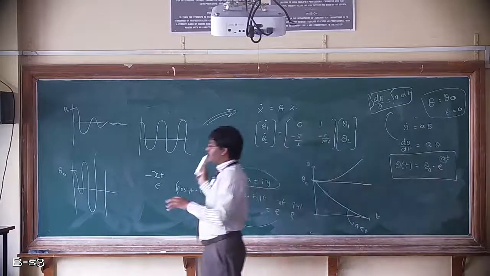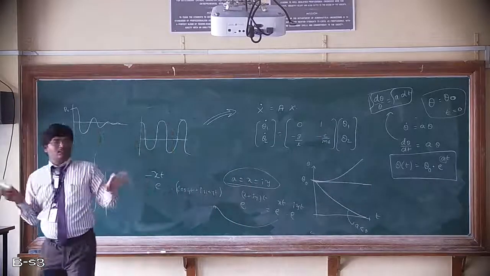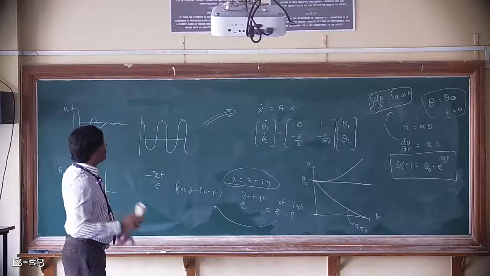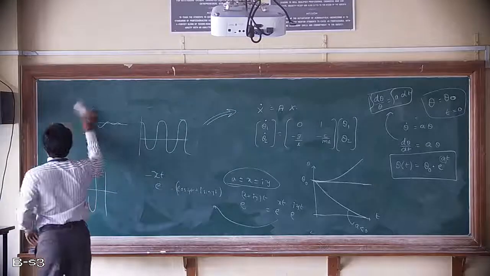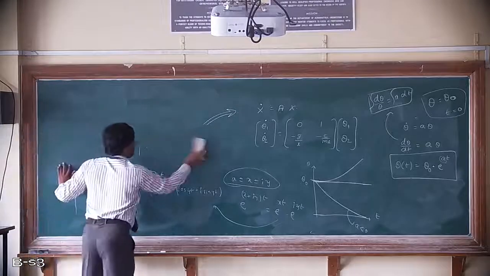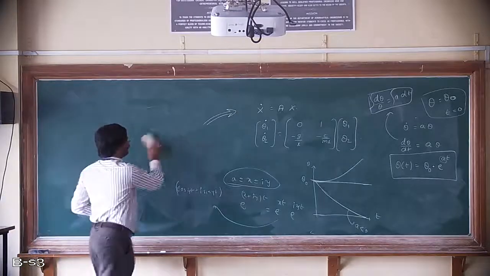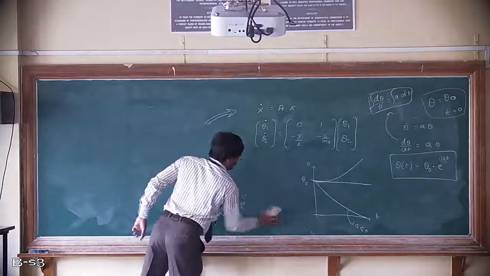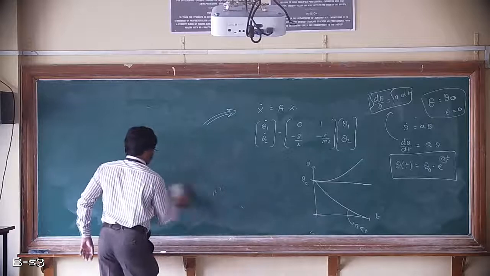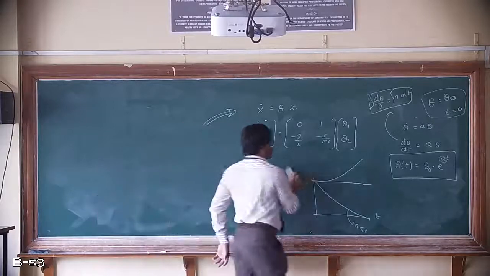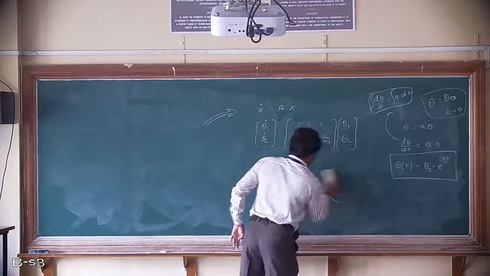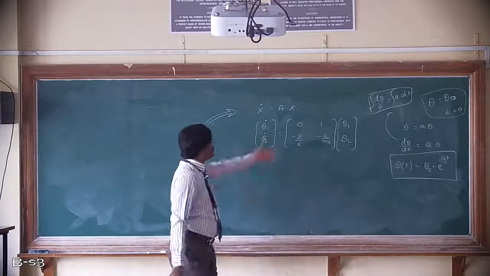So coming to our system, coming to this system, this is a 2 by 2 matrix.